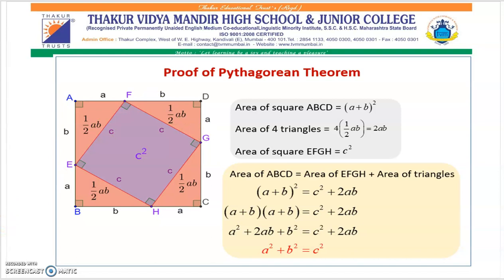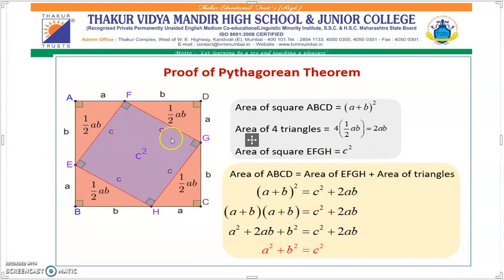So, here area of 4 triangles equal to 4 into half, base is given what? A, and height is given here what? B. See, this is base and this is height. So, A into B. How many triangles are there? 4. So, 4 into half into A into B, we will get equal to 2AB. So, area of square EFGH is equal to C square. How we get C square? You can see that the length of the sides is given C. So, side into side is what? C into C equal to C square.